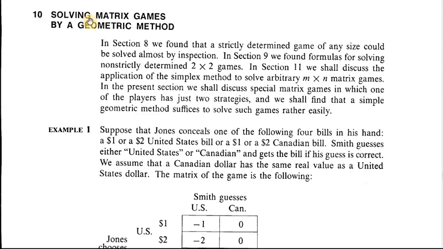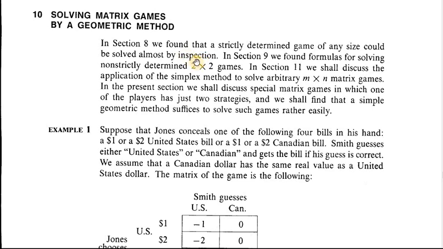All right, so we've talked about matrix games, and in section 8 we found that if the game is strictly determined, you can solve it by inspection. You look for the minimax column values and the max-min row values. Or you look for a value in the rows that's both a minimum in its row and a maximum in its column. Right?